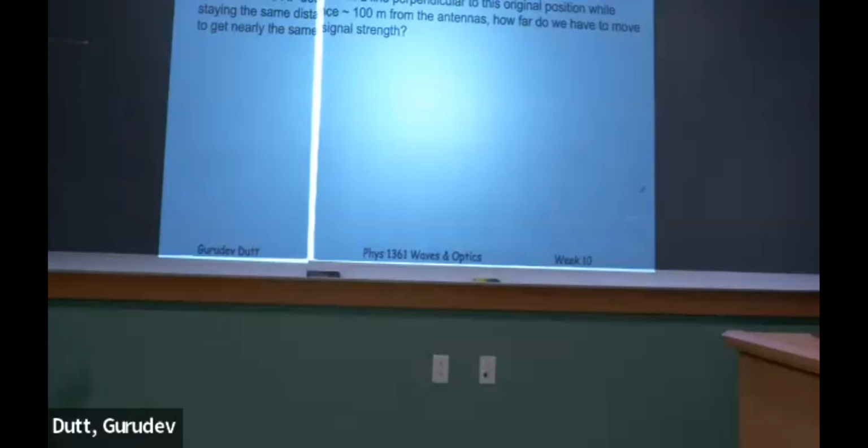Now I move this in a line perpendicular to this original position while staying at the same distance. So approximately still 100 meters, but I'm walking the detector up and down this sort of plane. So how far do I have to go? What is the distance over here, H, before I get nearly the same signal strength, meaning again I get a maximum? How do I find this out?